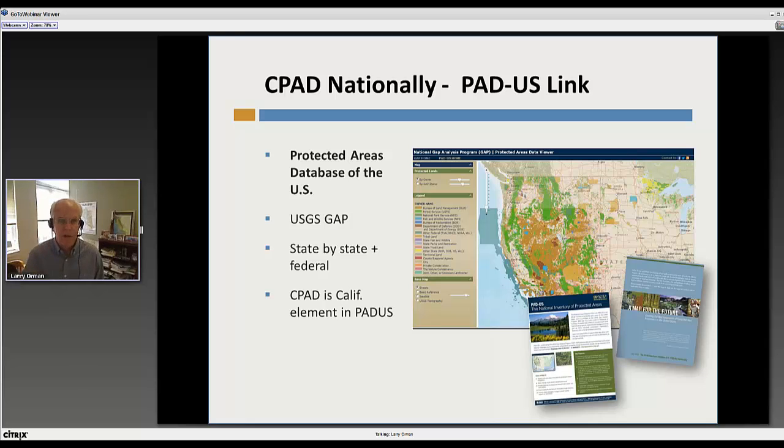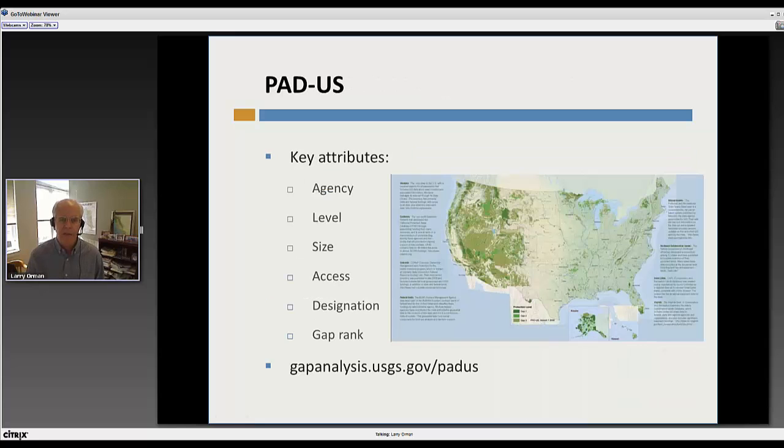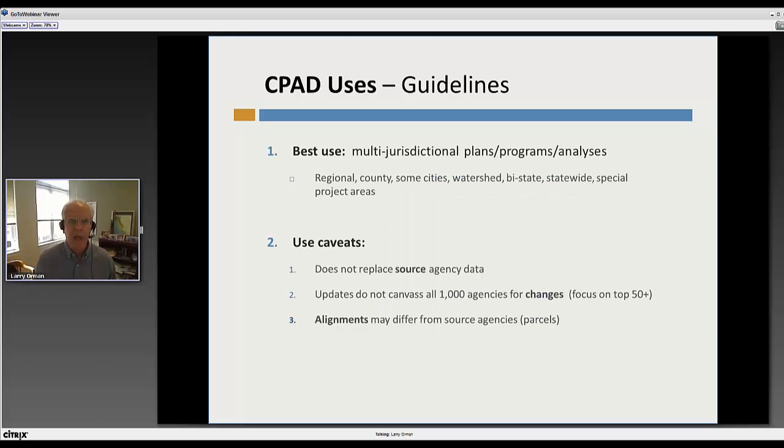CPAD is part of the National Protected Areas Database of the U.S., created by the USGS GAP program. It is essentially the California element of that national data set, and we are working closely to get better relationships over time. We work very closely with the GAP program, and they use us as kind of a pilot for a lot of things. If we look at how CPAD is best used, these are really the key things.